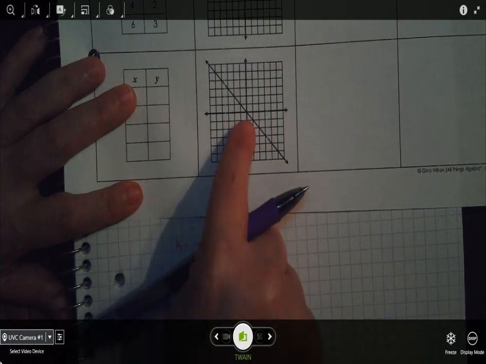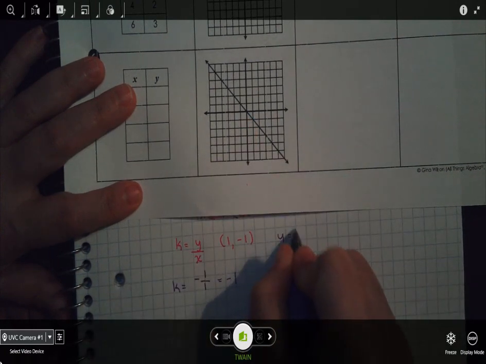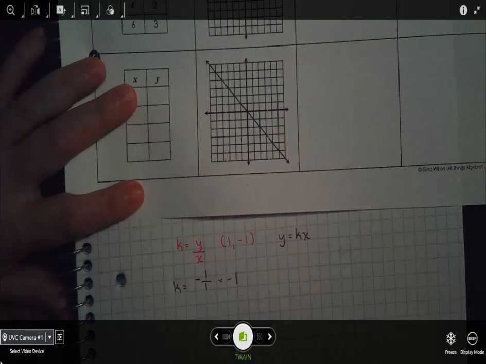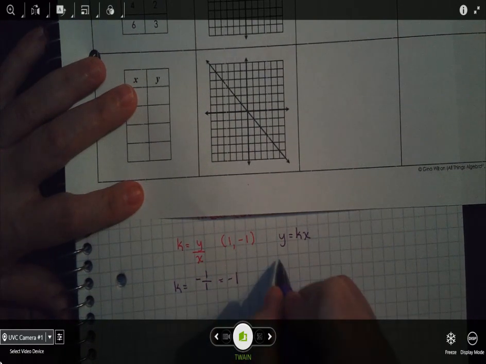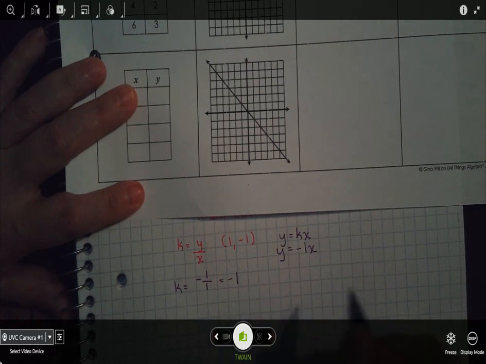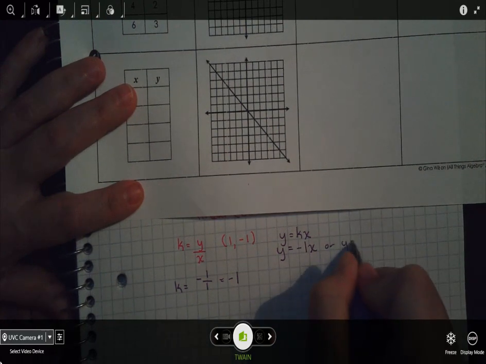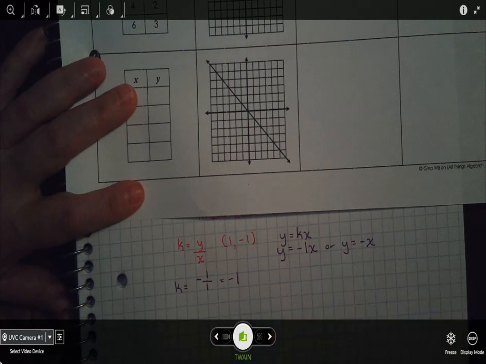So because it is proportional, it goes through the origin. We know that we are looking at y equals kx. We just found k, so that means that my equation is either -1x, but remember, we don't have to have the 1, or you can just write it as y equals negative x.